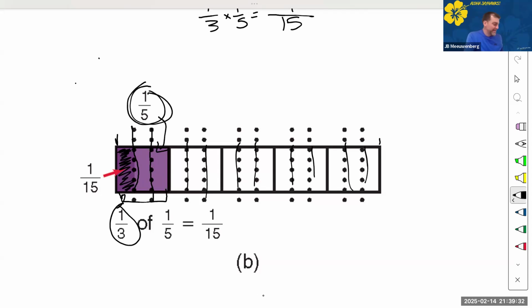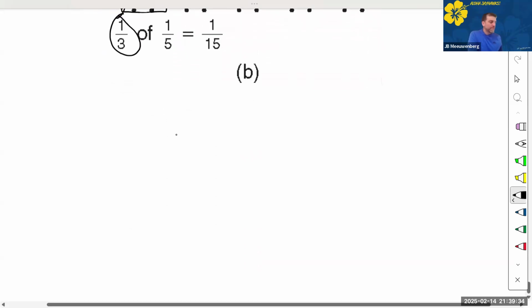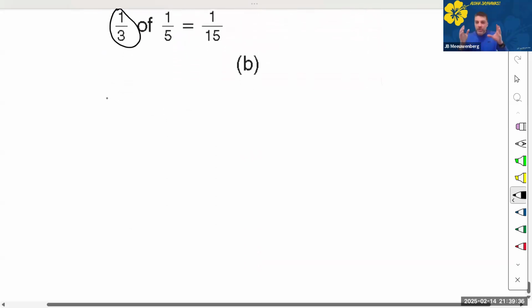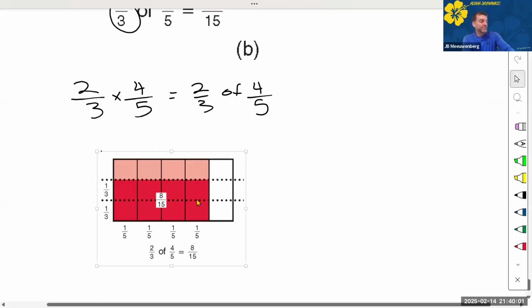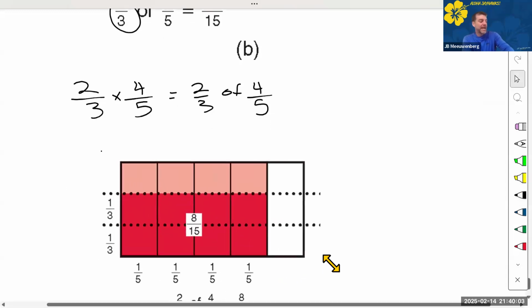So let's look at this one now, because those were fractions where we had a 1 in the numerator. Let's see if we can figure out what 2/3 times 4/5 looks like. And remember, that also means 2/3 of 4/5. Maybe you try to sketch out what you think a rectangular model would look like. Did you come up with something that looked like this? Let's examine this drawing.